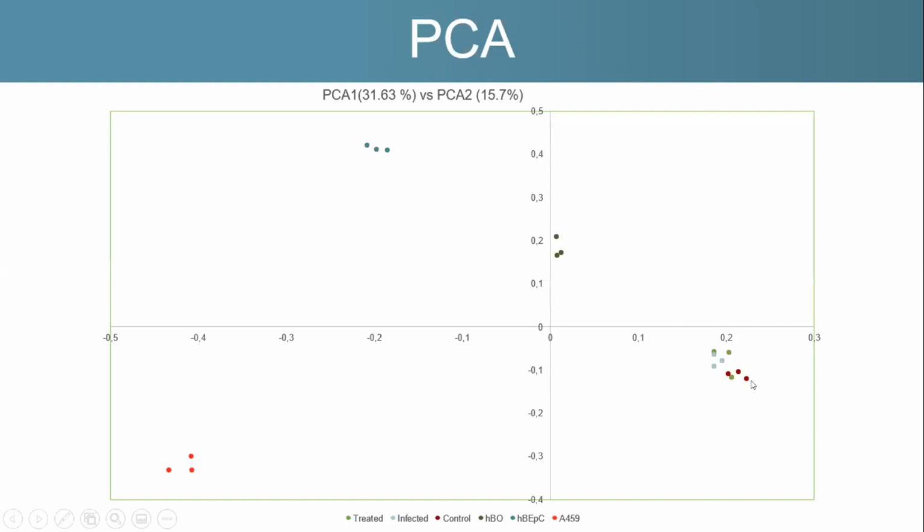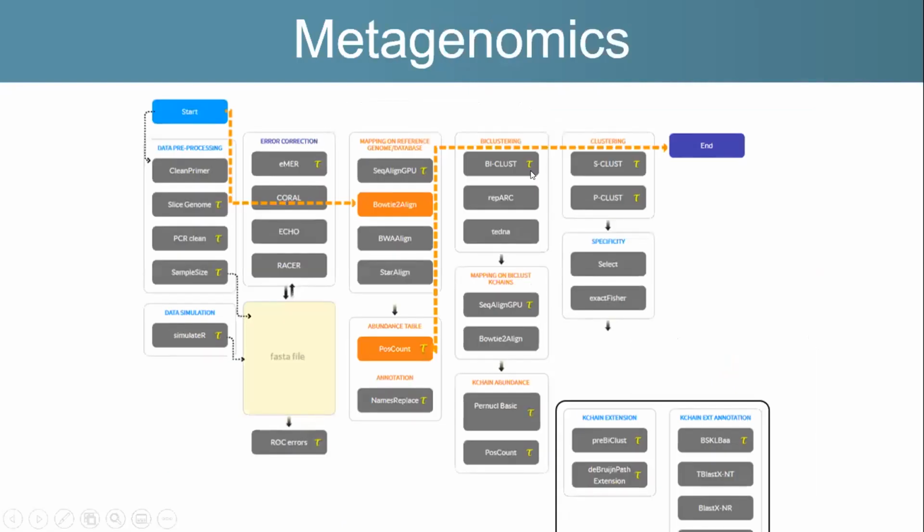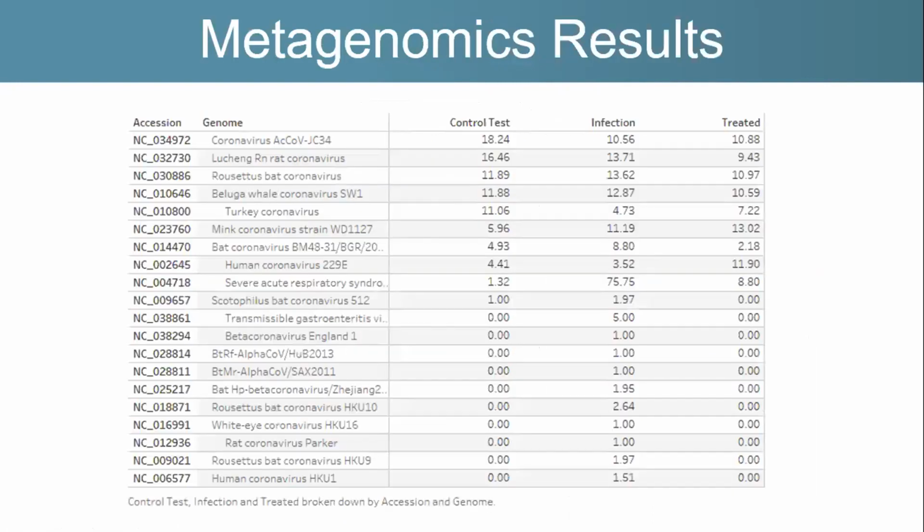So all these cells are human bronchial organoids which were treated, controlled and infected. Other than that, both probes were not sequenced with the same equipment. Maybe it could also affect my result. So this was the metagenomics pipeline which I ran to see whether the viral infections are there, I mean the control test. And the results were like that.